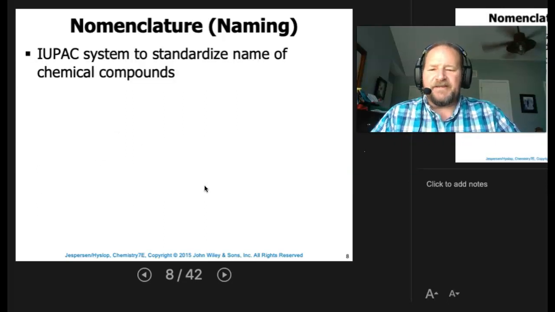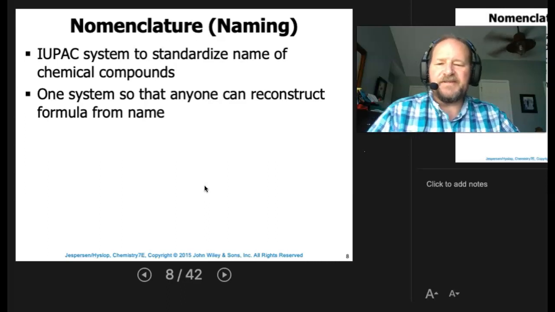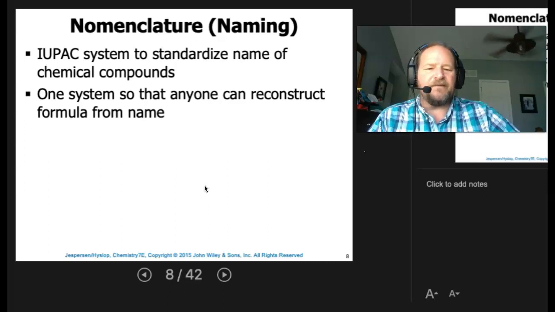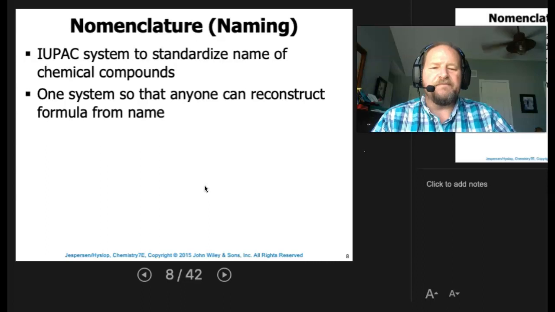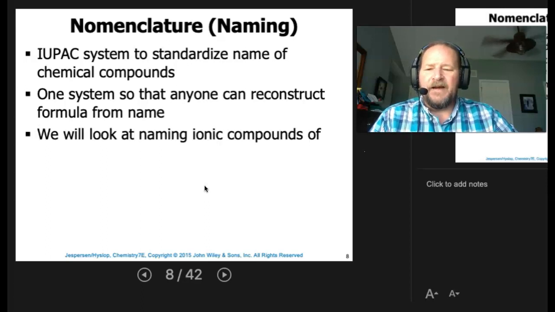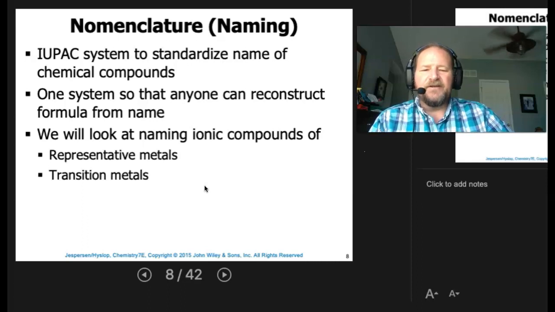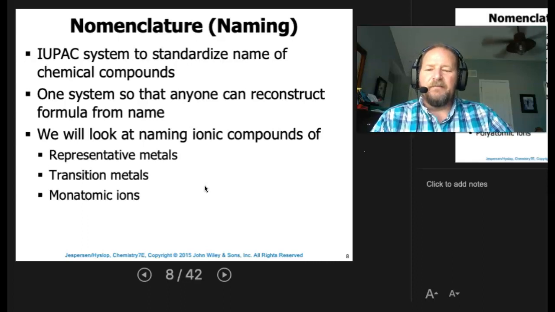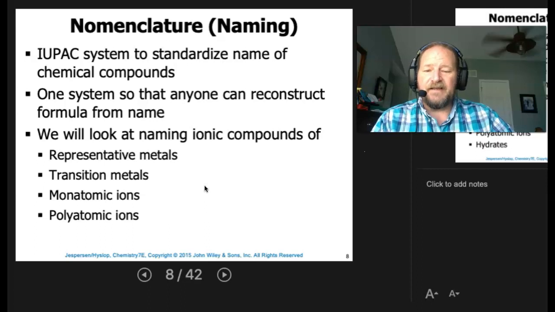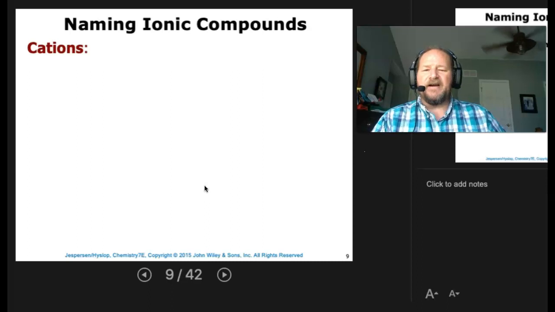All right, last but not least, we want to get through nomenclature, which is simply naming. The IUPAC system is a standard way of naming chemical compounds. We have one system so that anyone can reconstruct a formula from a name. Again, I don't want you to memorize formulas or names. What I want you to do is learn how to use the system, and that way you can name anything. We will look at naming ionic compounds of representative metals, transition metals, monatomic ions, polyatomic ions, and hydrates.